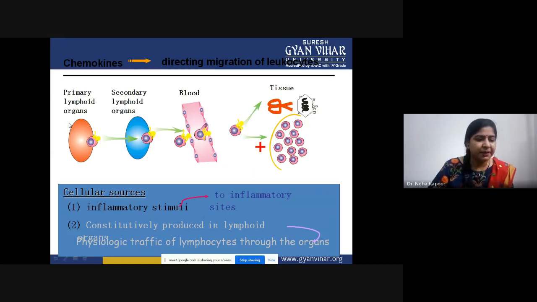They act as inflammatory stimuli so that leukocytes can migrate to the inflammatory sites. They are also constitutively produced in many lymphoid organs, and they traffic lymphocytes to the organs. These are the primary lymphoid organs. Then they shift to the secondary lymphoid organs, they enter the blood circulation, then they migrate to the tissue and attract other leukocytes also.